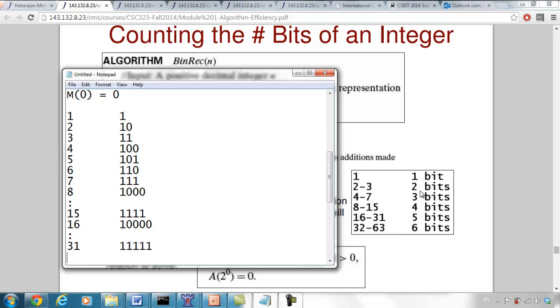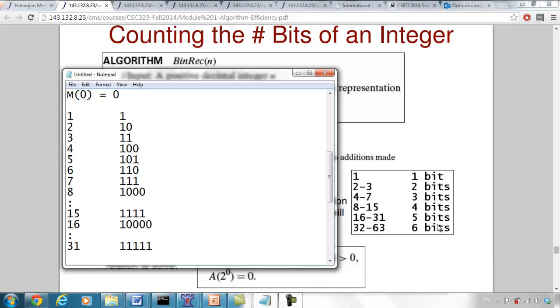With 1 bit, we can support only 1 integer. With 2 bits, you can support 2 integers, which are 2 and 3. With 3 bits, you can support 4 integers, 4 to 7. With 4 bits, you can support 8 integers, 8 to 15. With 5 bits, you can support 16 integers. With 6 bits, we can support 32 integers. With 7 bits, 64 integers, and so on.